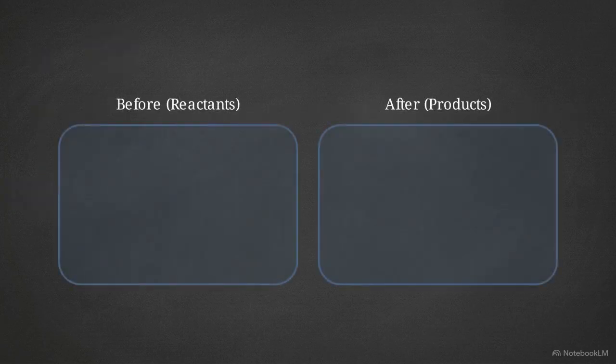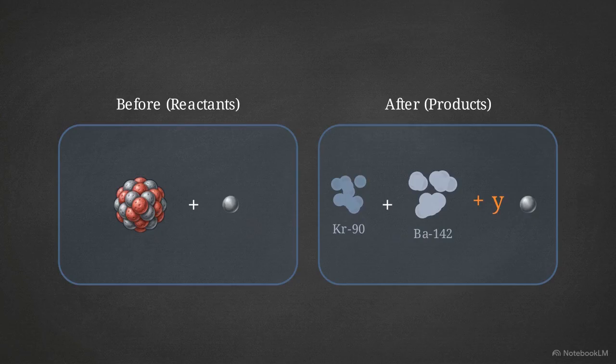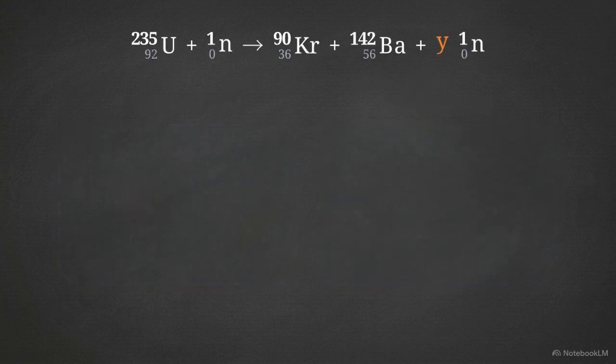Breaking the atom releases energy, but to harness this power safely, we have to account for every single subatomic piece before and after the split. Consider a reaction where uranium-235 splits into krypton-90 and barium-142. In this specific equation, the number of emitted neutrons, represented by the variable y, is currently unknown. We find y by applying the law of conservation of mass number.